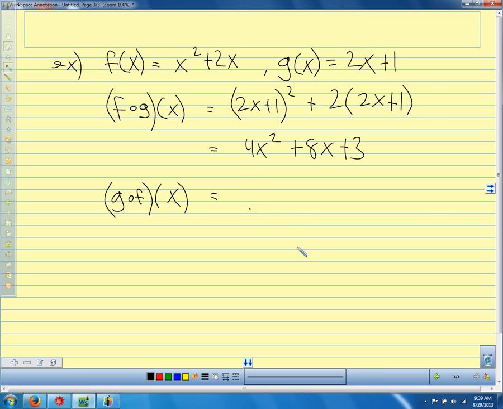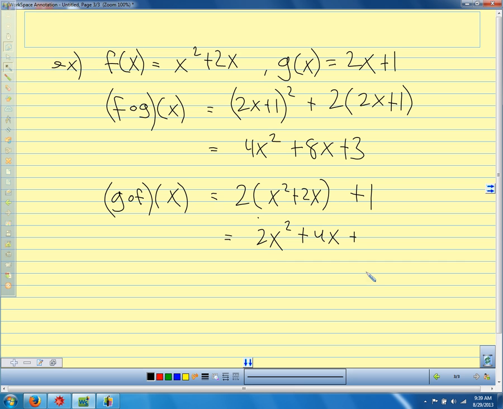Yeah? We do the opposite, right? F into the g, exactly. So how would we write that? Plus 1. So I'm just plugging in f into g. That one's a nice easy one. So we get 2x squared plus 4x plus 1. No worries about the domain here.